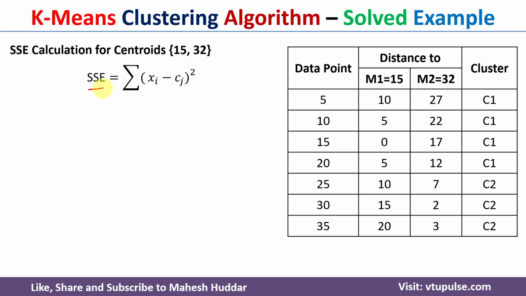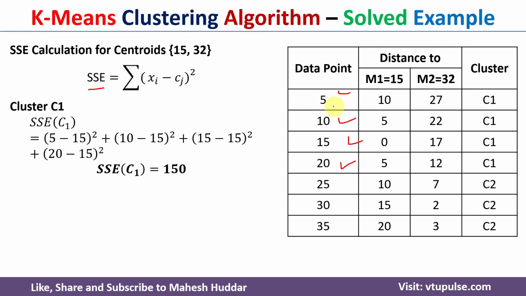First, we will calculate the SSE for the cluster C1. Here we can observe that 4 data points belong to cluster C1. So, the SSE for C1 is equal to (5 minus 15) squared plus (10 minus 15) squared plus (15 minus 15) squared, that is what you can see here, and (20 minus 15) squared. Once you simplify this, we will get the SSE of C1 is equal to 150. And here we can see that 3 data points belong to cluster C2.